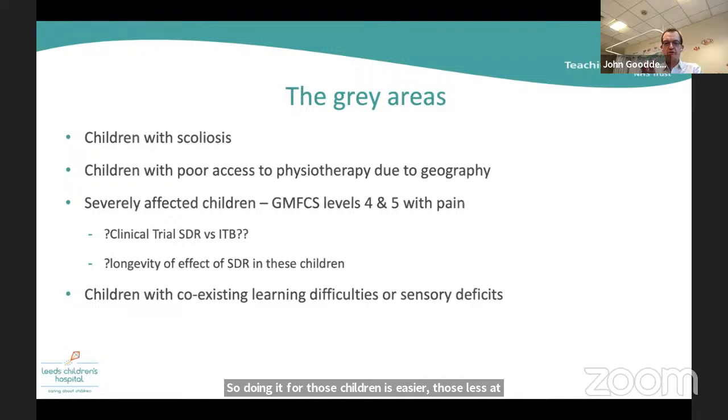Whereas a GMFCS 4 patient may be relying on some strength in their legs for standing transfers to get from their chair to their bed, to get from their chair to the toilet. And that might be at risk with SDR for the GMFCS level 4 children. It might not. I'm not saying it's not safe for the GMFCS 4s, but it's part of the consideration the MDT have to think about.